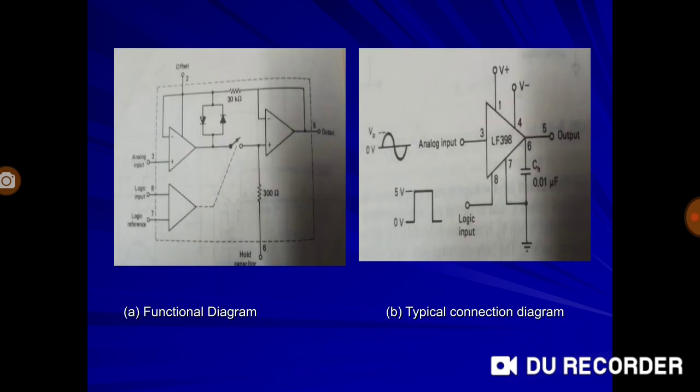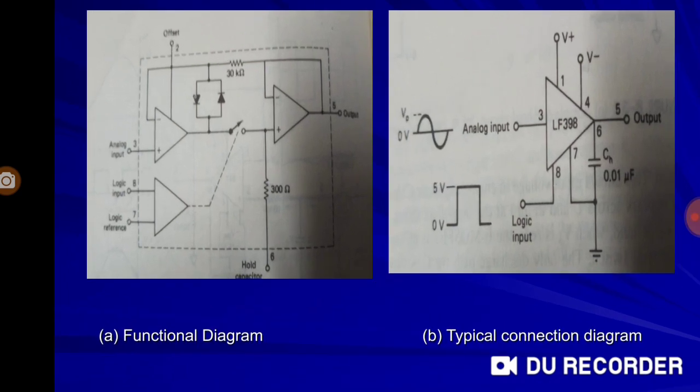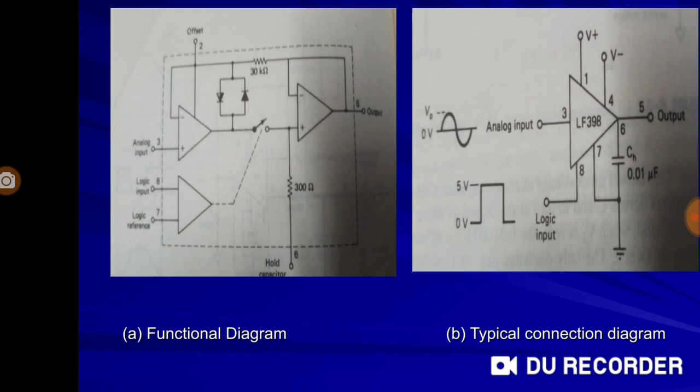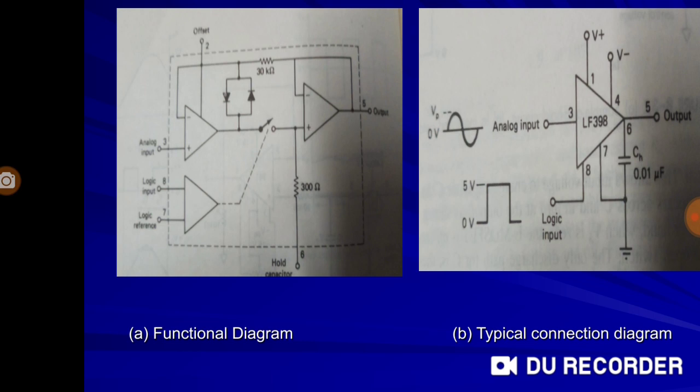Let's take a look at the functional diagram and the typical connection diagram also. Normally, the sample and hold circuit comes in with the comparator portion or application of op amps.